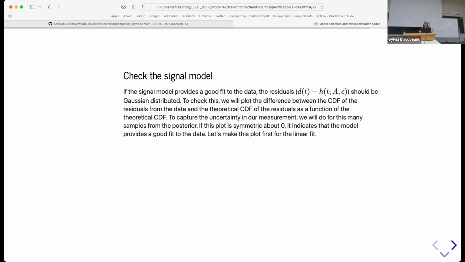And so what we can do to check this is plot the cumulative density function of the residuals that we calculate for the data and then compare it to the theoretical CDF that we expect. So in this case, the CDF of a unit Gaussian distribution. And we have some uncertainty in our measurement, so we don't just want to compare it to the best fit parameters that we infer. We want to check, given the uncertainties in our posterior, how Gaussian are the residuals for all possible values of the posterior that we infer.